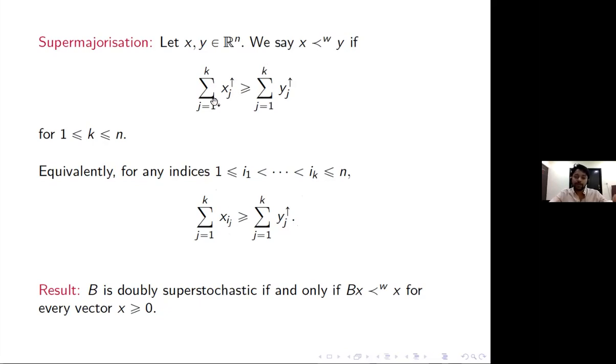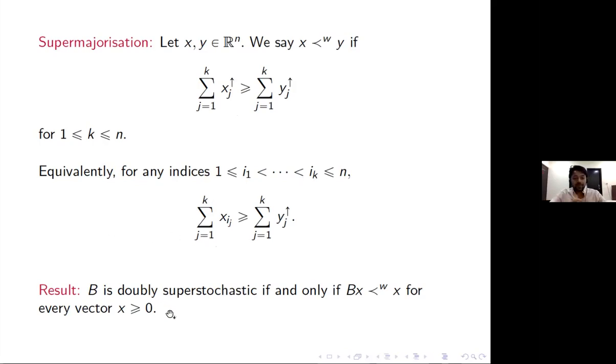If we compare these two conditions, in the first condition we have, on the left-hand side, an ordering on the components of x. But in the second one, instead, we have this condition for arbitrarily chosen indices. And there is a connection between doubly superstochastic matrices and supermajorization. B is doubly superstochastic if and only if Bx is supermajorized by x for all vectors x with non-negative components.